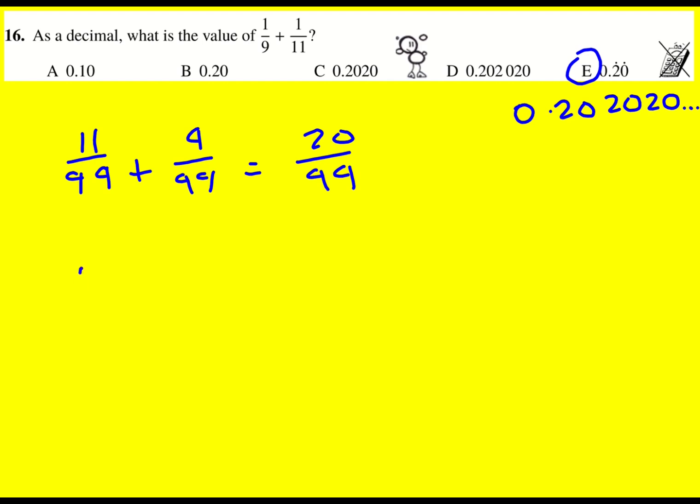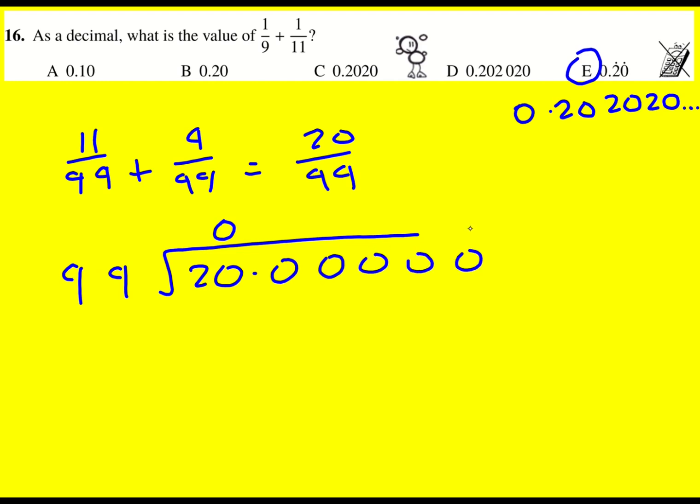Let's imagine we didn't have the options. We needed to work it out. We could do 99s into 20. Right, that doesn't go, but don't worry about it. Just add a load of zeros and just keep on going. So it's going to be 99s into 200, which is, write down our times table, got 198. So it's going to be 2 and then remainder 2.